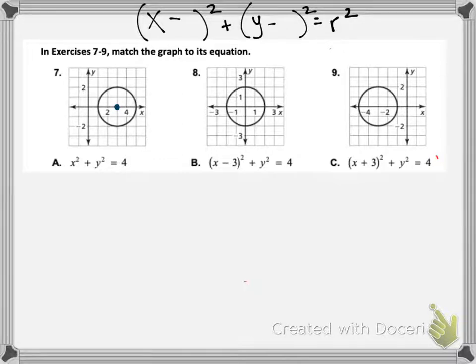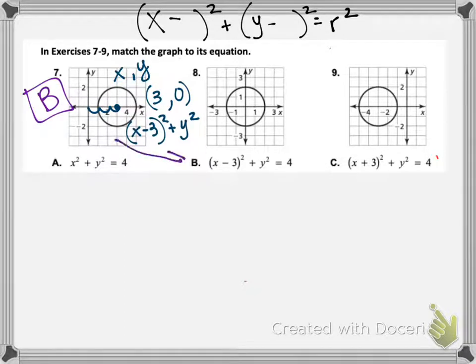So my center, remember every coordinate is an x and then a y. So the x is over 1, 2, 3. So 3. And then up 0. So that means when they plug into the formula, it should look like this. Because when you plug in y minus 0, remember y minus 0 is y, and then squared. So that means it will match B. So I'm going to put a B here.